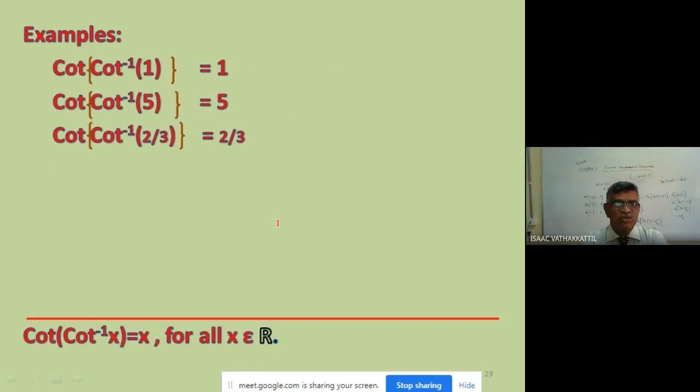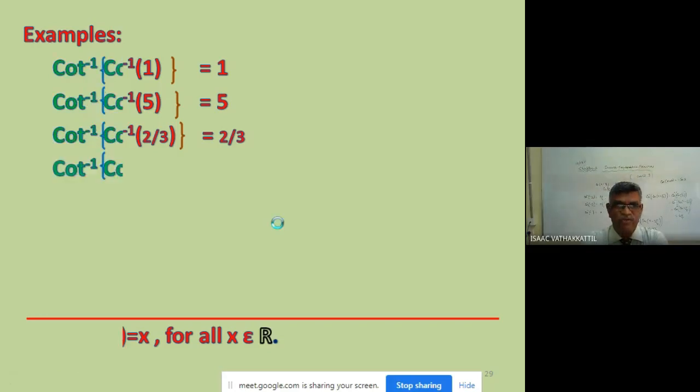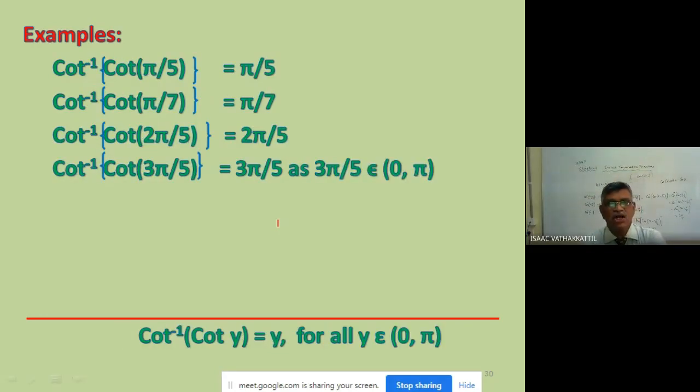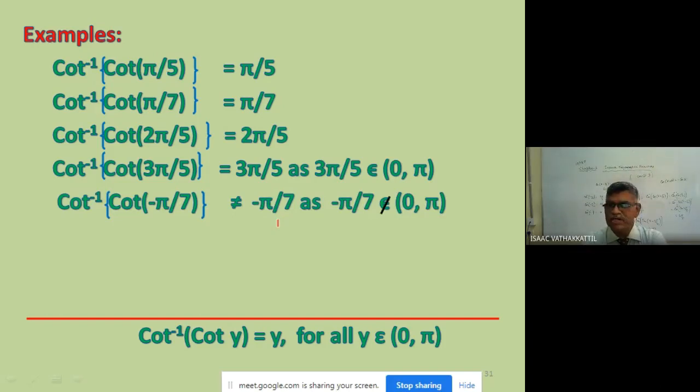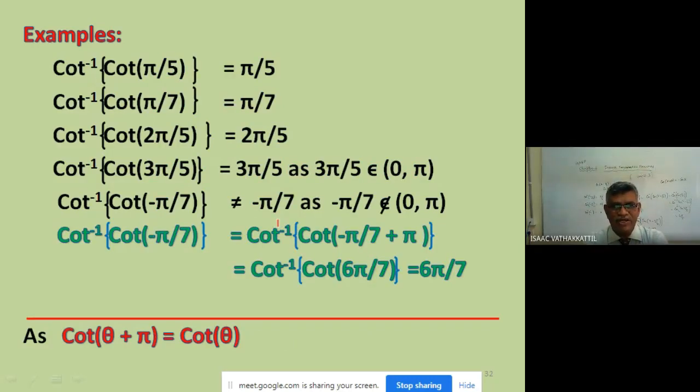Right? Cot of cot inverse x equals x for all x. There is nothing special. Cot of cot inverse 5 is 5. Cot of cot inverse any real number is the same because it is true for all real values. Whereas cot inverse cot theta is theta only if theta belongs to 0 to pi. 3 pi by 5, it is true; 2 pi by 5, it is true. What about minus pi by 7? Cot inverse cot minus pi by 7 is not minus pi by 7, because minus pi by 7 is not between 0 and pi. But now let us see how we define it.